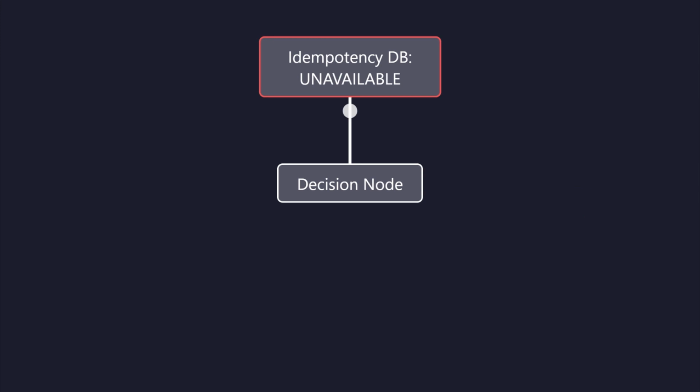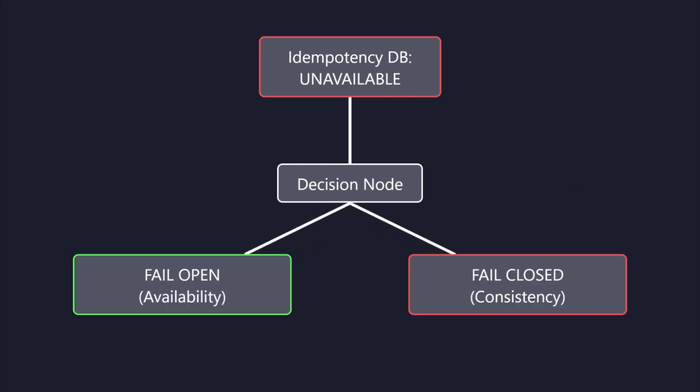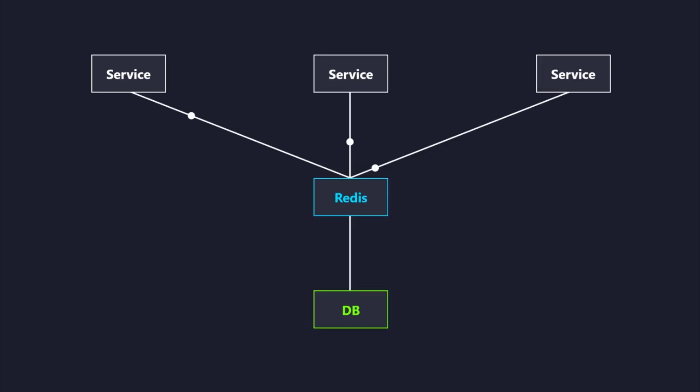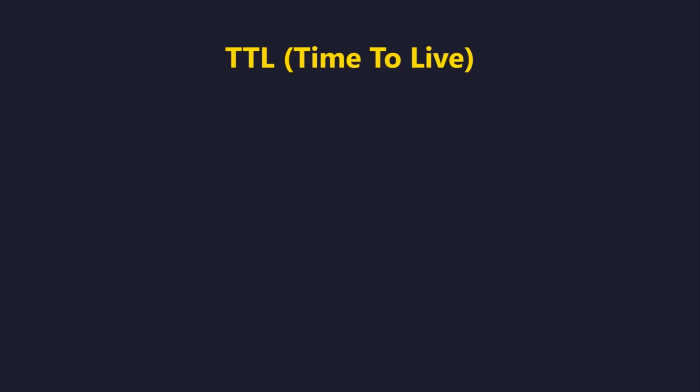If the idempotency database is unavailable, you must decide between failing open to maintain availability or failing closed to ensure absolute data consistency. In high-volume microservices, use a fast key value store like Redis to manage transient locks before persisting the final state to a relational database.